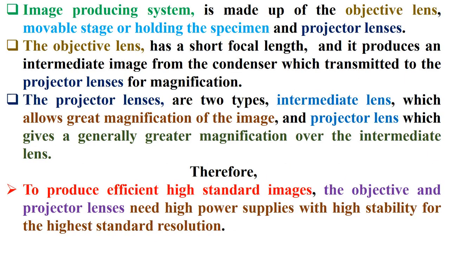Furthermore, the image-producing system is made up of the objective lens, a movable stage for holding the specimen, and projector lenses. The objective lens has a short focal length, and it produces an intermediate image from the condenser which is transmitted to the projector lenses for magnification. The projector lenses are of two types: the intermediate lens, which allows great magnification of the image, and the projector lens, which gives a generally greater magnification than the intermediate lens.